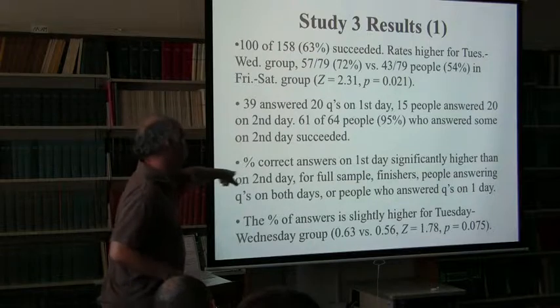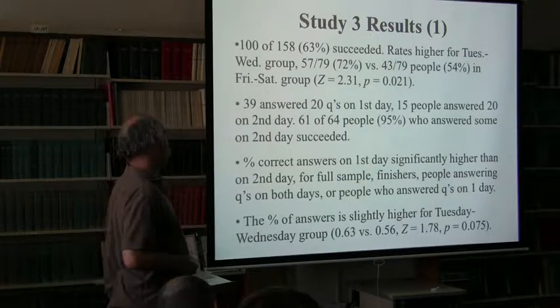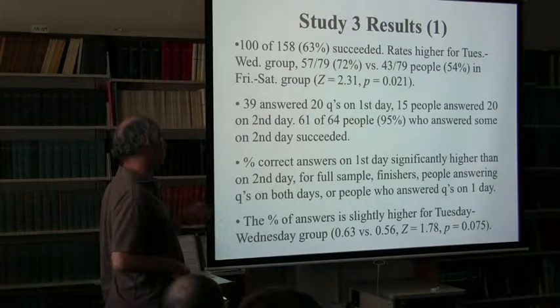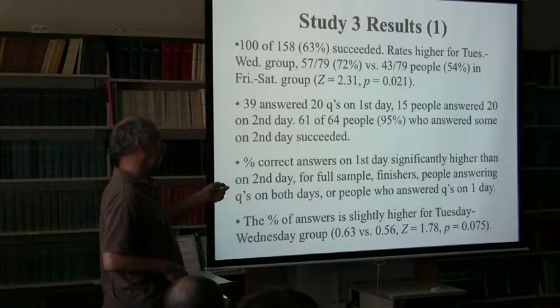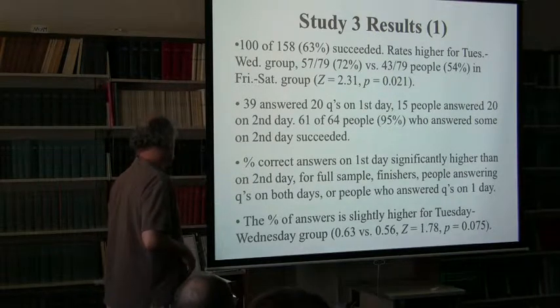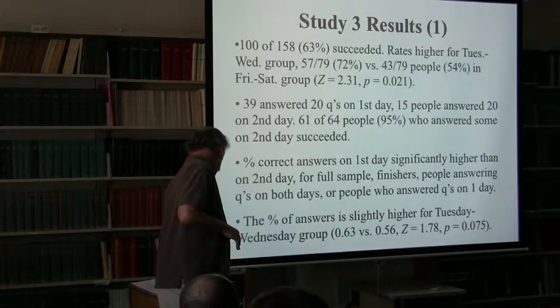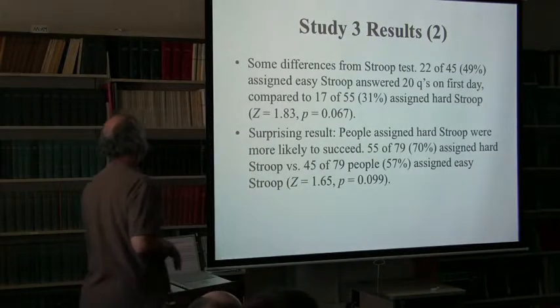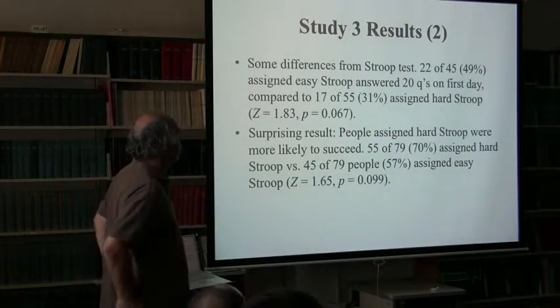You get this for all different subgroups. And the percentage of answers is slightly higher for the Tuesday, Wednesday group than for the other, borderline significance. So people did better in the Tuesday, Wednesday group. The Stroop result was kind of funny.